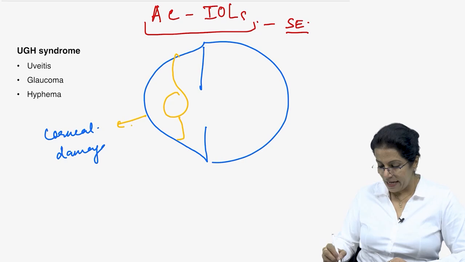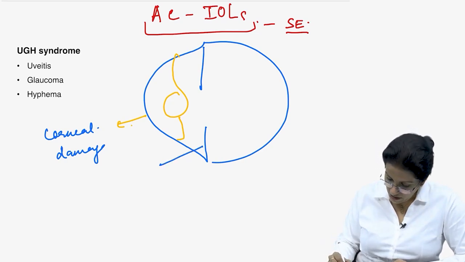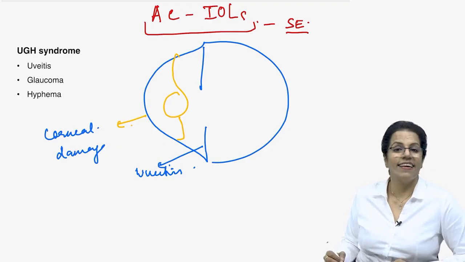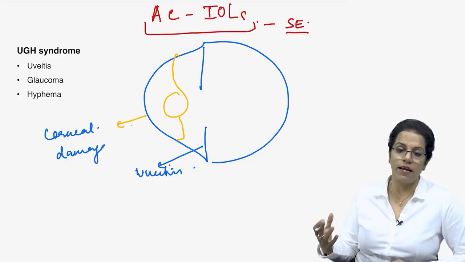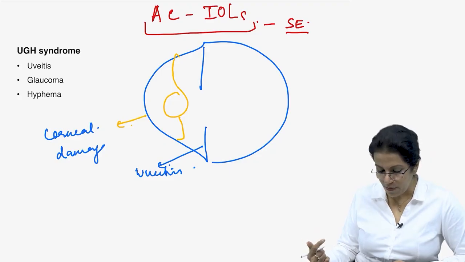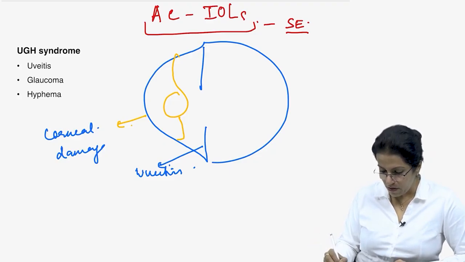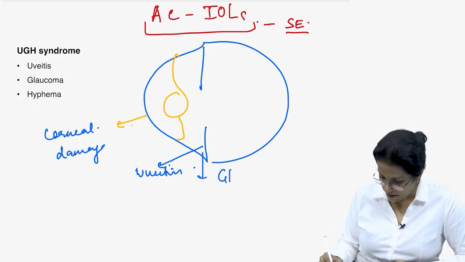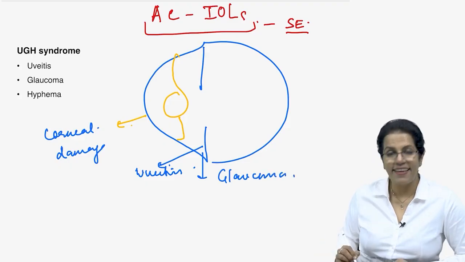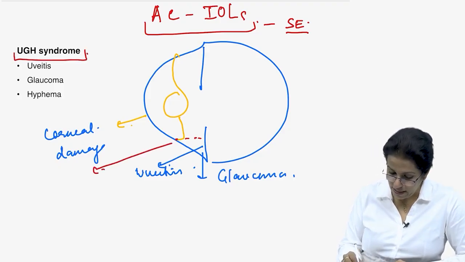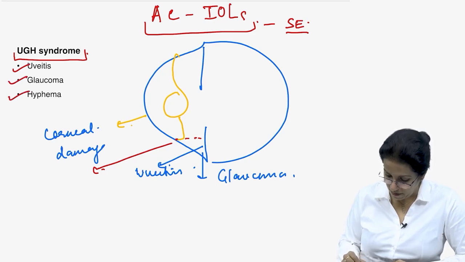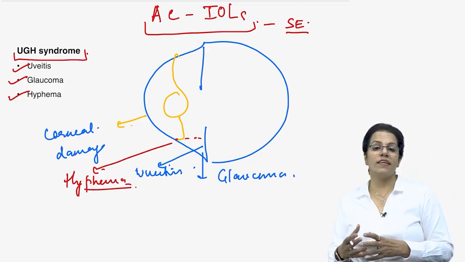What else do I see? It can also cause inflammation in the iris uveal tissue, so it can lead to uveitis, right? It can even cause, if I have not done an iridectomy, pupillary block glaucoma. Otherwise, it can cause glaucoma if there is any problem in the drainage. And it can cause bleeding leading to hyphema, right? So, this is UGH syndrome: uveitis, glaucoma and hyphema. Hyphema is nothing but blood in the anterior chamber. It can damage the tissues and lead to bleeding in the anterior chamber.